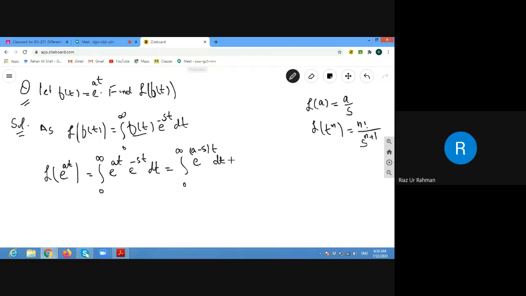So if you integrate this, you will get e power (a minus s) into t divided by (a minus s), from 0 to infinity.